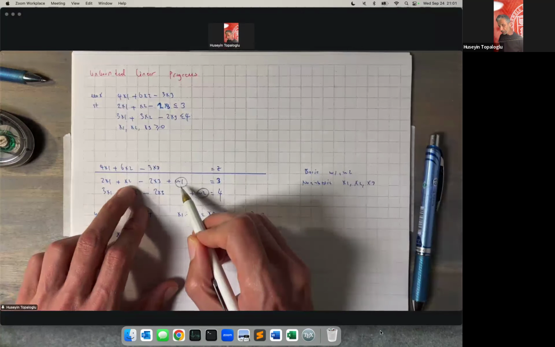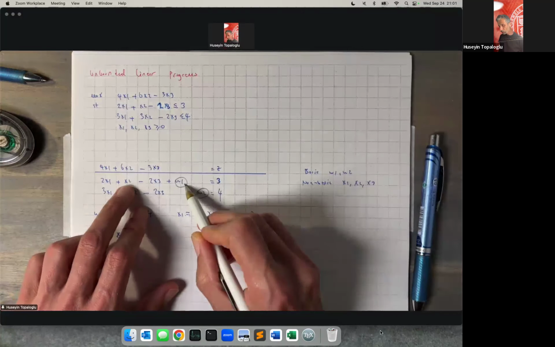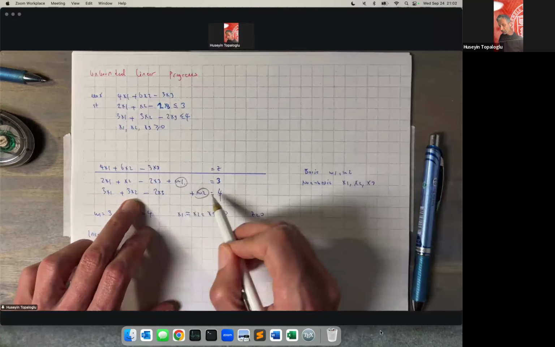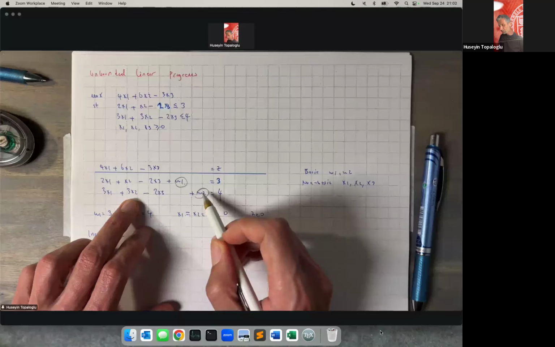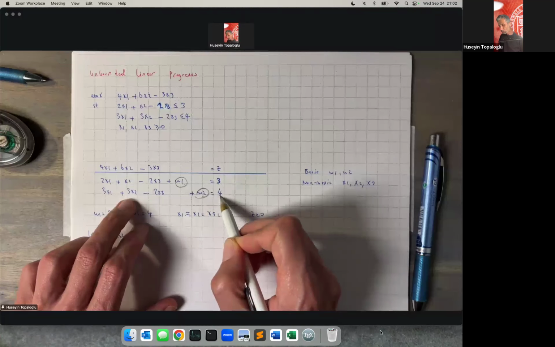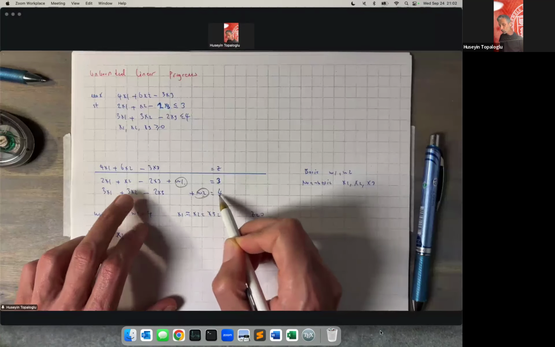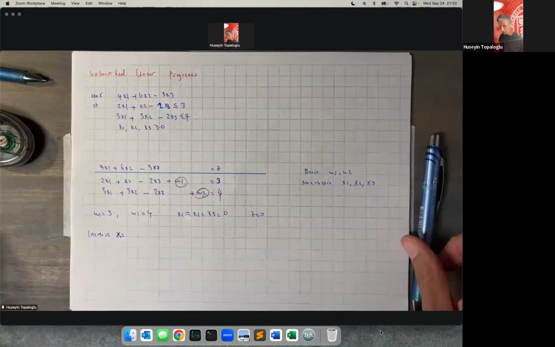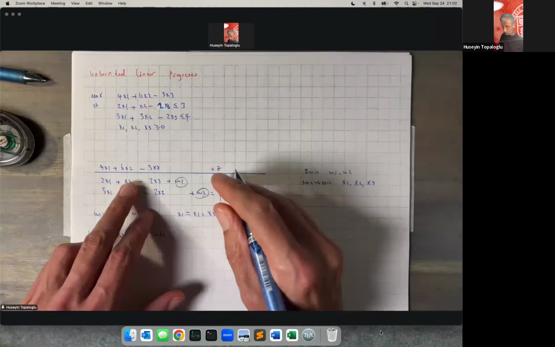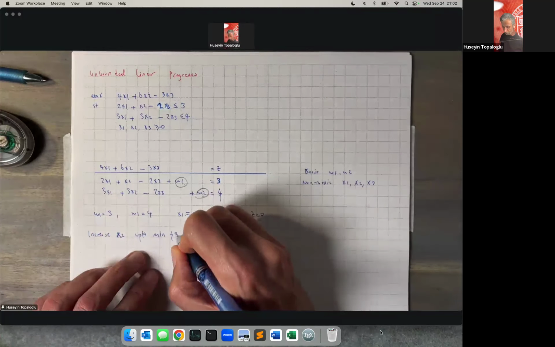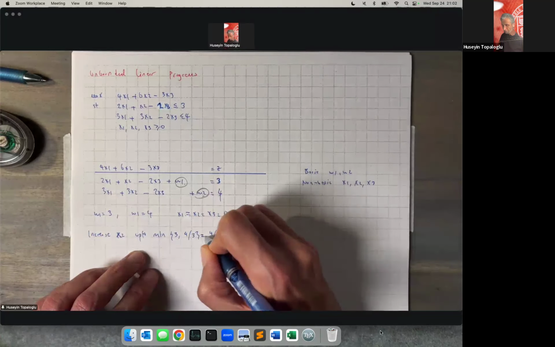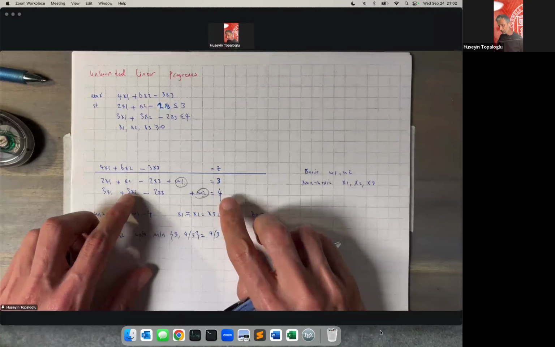From the first constraint, I can increase x2 all the way up to 3 before w1 turns negative. From the second constraint, I can increase x2 all the way to 4 over 3 before w2 turns negative. So we're going to increase x2 all the way to 4 over 3, the minimum of 3 and 4/3. So the binding value for x2 happens in the second constraint.